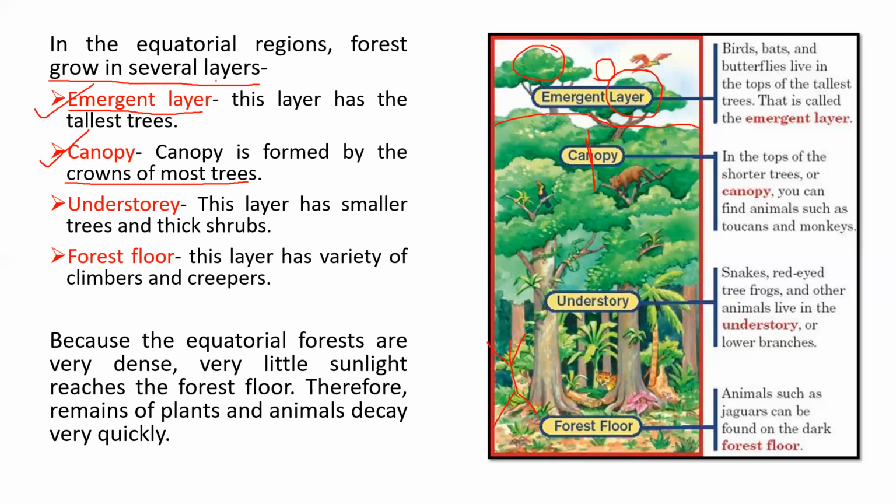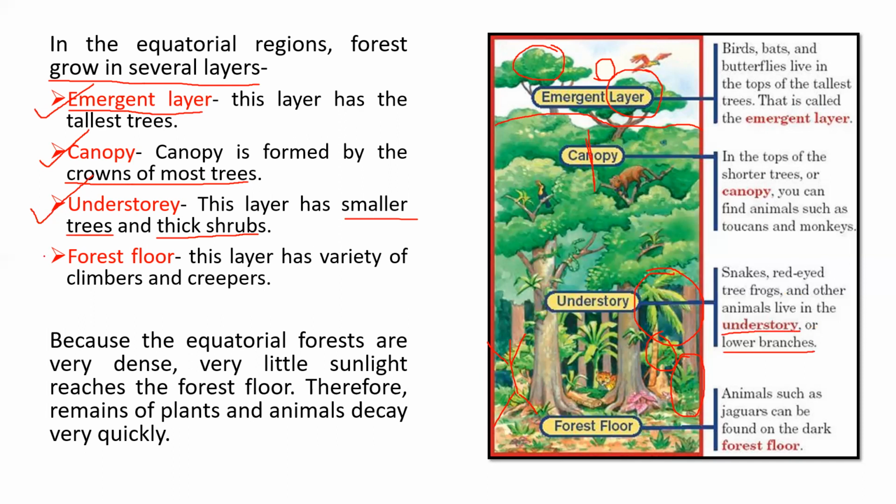Okay. Next is understory. Understory is the third layer, and this layer has smaller trees and thick shrubs. So smaller trees and thick shrubs. So this is the understory. You see all these trees, the smaller trees and the shrubs like these, these are all coming under understory. It is given here that understory means lower branches, so smaller trees.